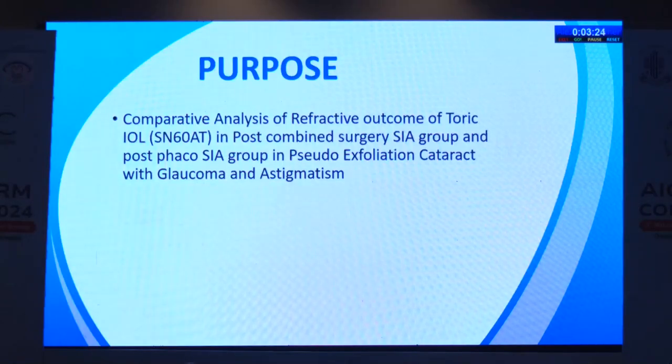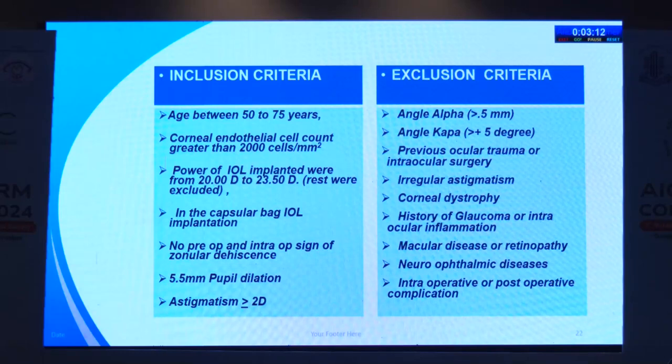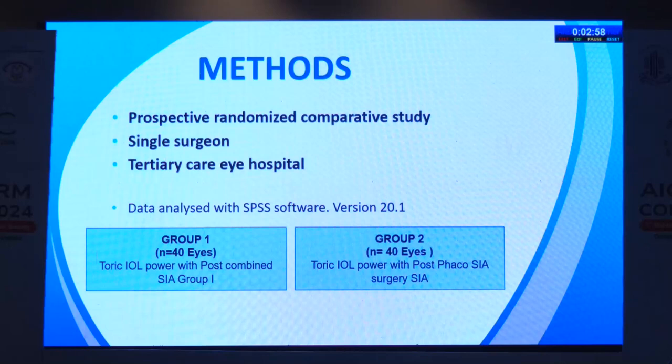We did a study: comparative analysis of refractive outcome of toric IOL in the post-combined surgery SIA group and the post-phaco SIA group in pseudoexfoliation cataract with glaucoma and astigmatism. These are the inclusion and exclusion criteria. We took astigmatism more than 2 diopters. We did not take any zonular laxity patients, with no pre-op or intra-op sign of zonular dehiscence. This is a prospective randomized comparative study by a single surgeon in a tertiary care hospital: group 1 had 40 eyes and group 2 again 40 eyes. Group 1 had toric IOL power with post-combined SIA, and group 2 had toric IOL power with post-phaco SIA, which we normally use.